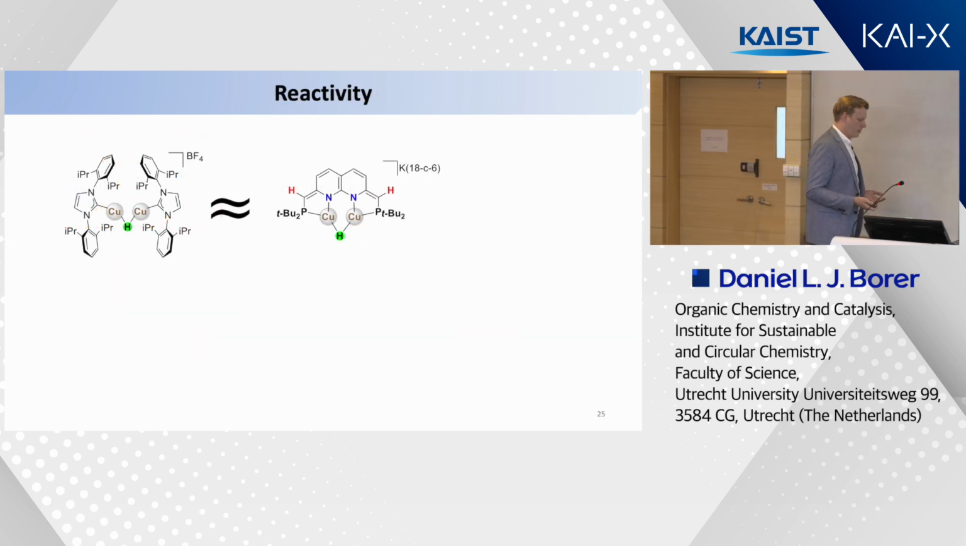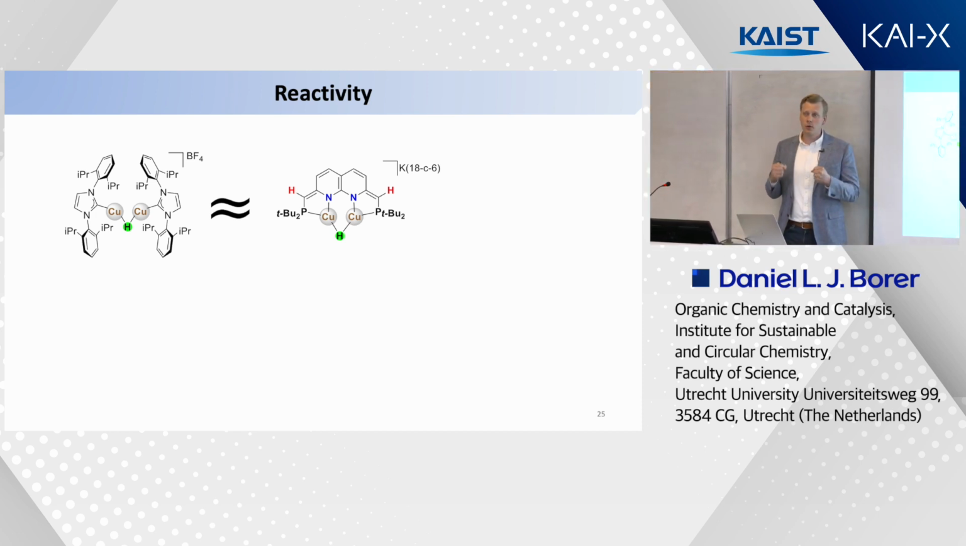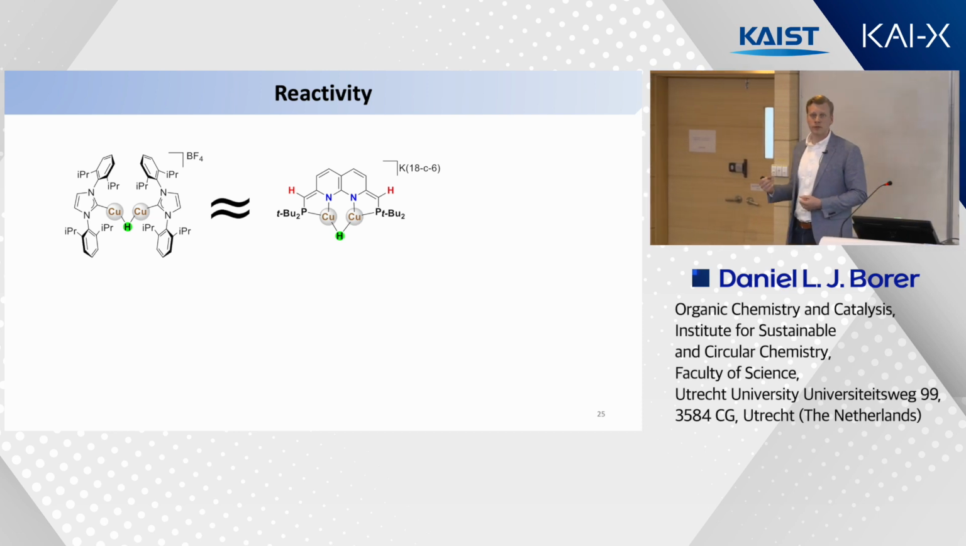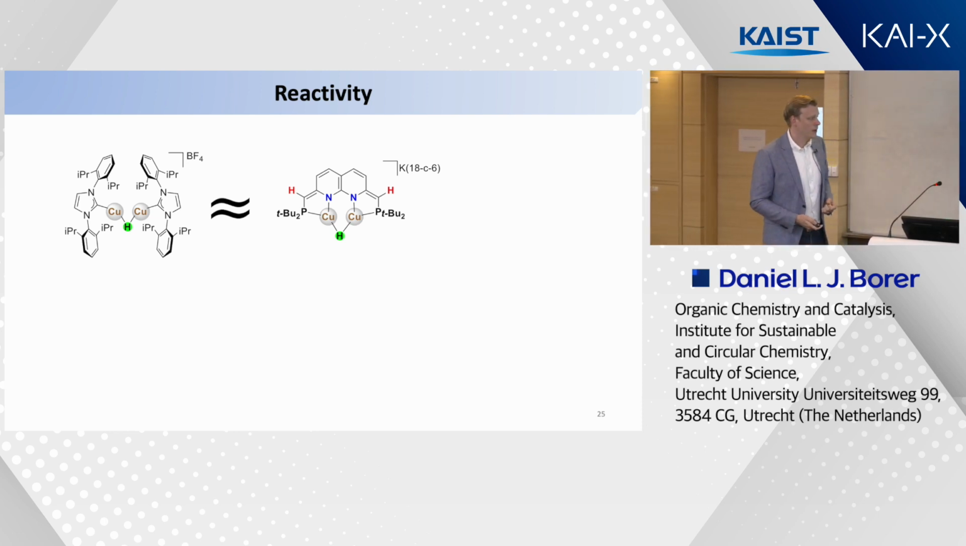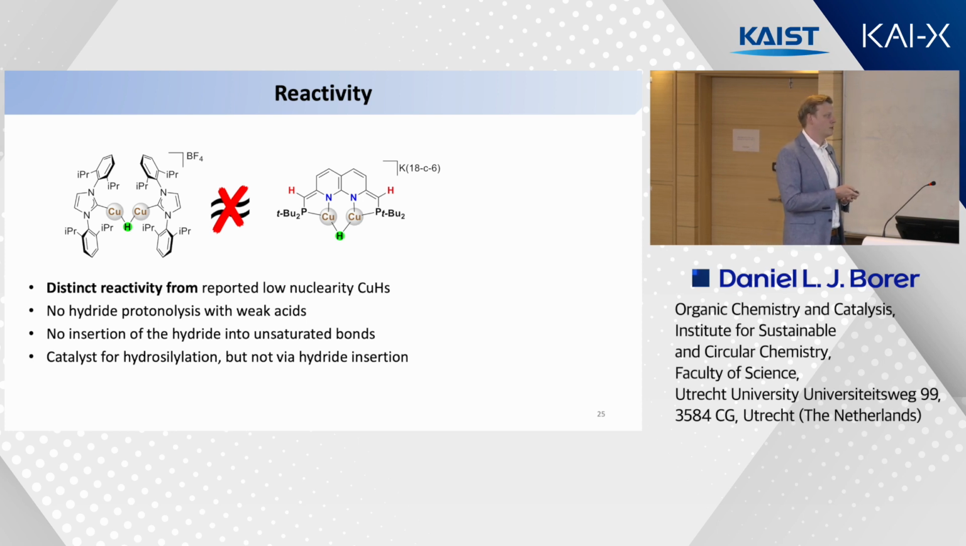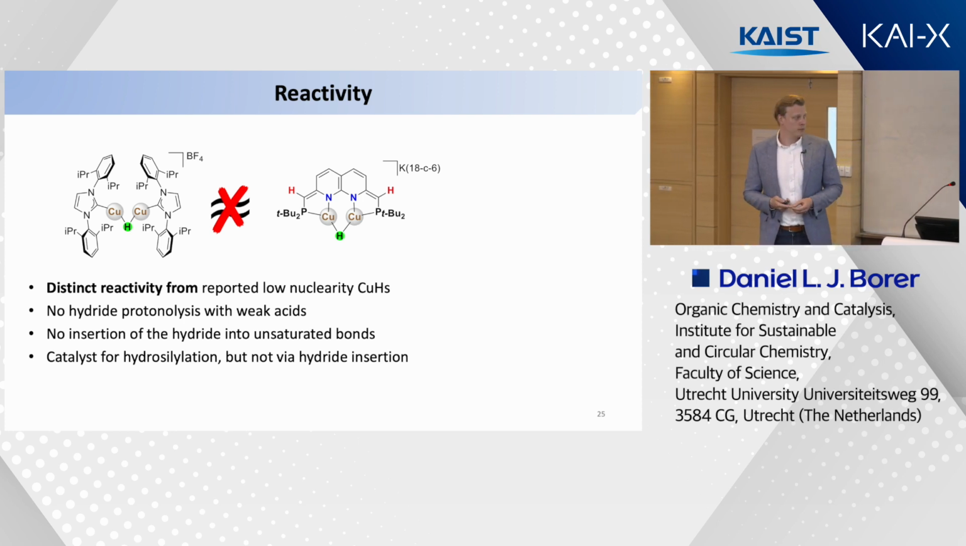So our leading hypothesis for a long time was, hey, we have a nice low nuclear dicopper hydride. And according to what was known in the field, low nuclearity results in very potent hydride insertion chemistry. However, we found that these systems are nothing alike. They don't react with weak acids. We don't have any insertion chemistry. It does do hydrosilylation, but it doesn't go via a hydride insertion mechanism.